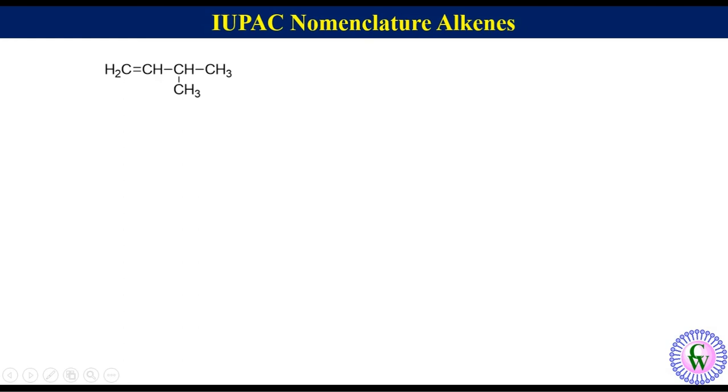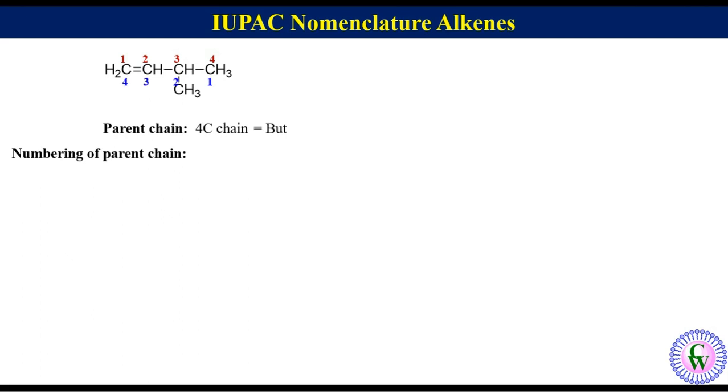Another example. Parent chain. It has 4 carbon chain, so it will be named as but. Numbering of parent chain. Number the carbons from left to right as 1, 2, 3 and 4, and from right to left as 1, 2, 3 and 4. Since left to right numbering gives lower number to alkene, so left to right numbering is the correct numbering. Position of double bond. It is 1.